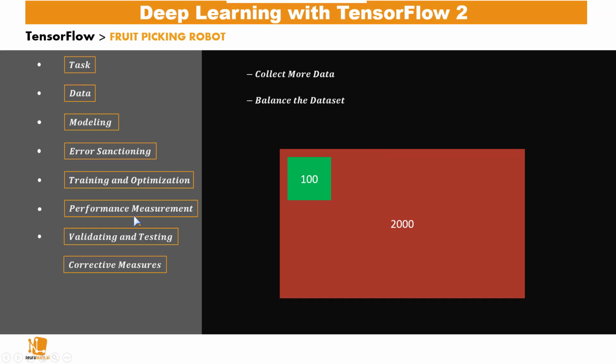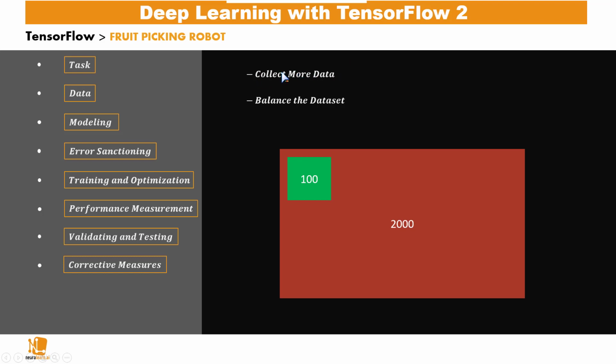Now we move on to some corrective measures. The very first one is to collect more data. In this project, we used around 612 data points with 527 used for training, which is very small if you have to deploy a model in production. So in case you want your model to perform better, you just have to collect much more data.